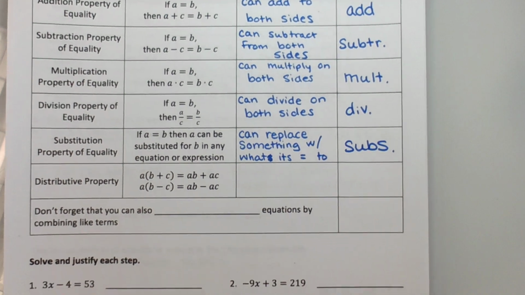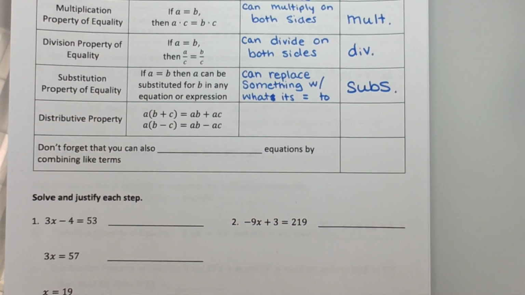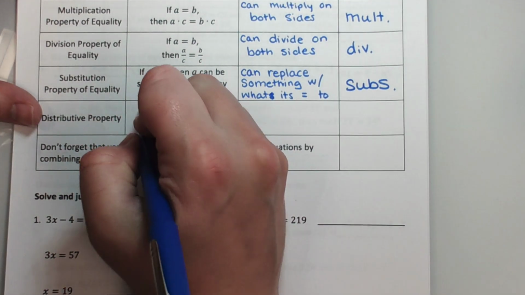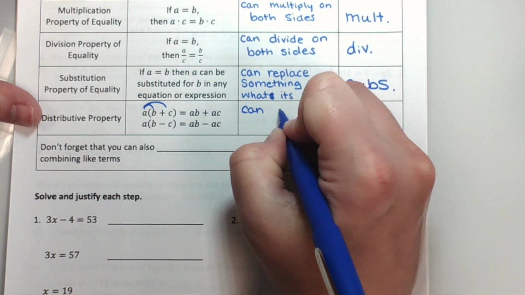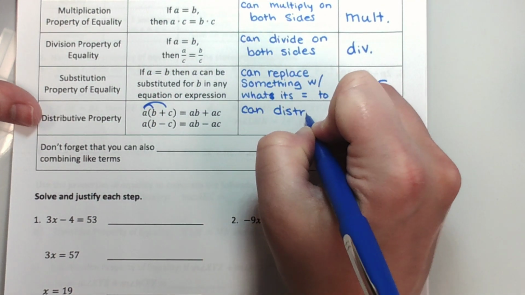Distributive property of equality, that idea that you can multiply through parentheses. Generally, we know this word, so I'm just going to say can distribute.